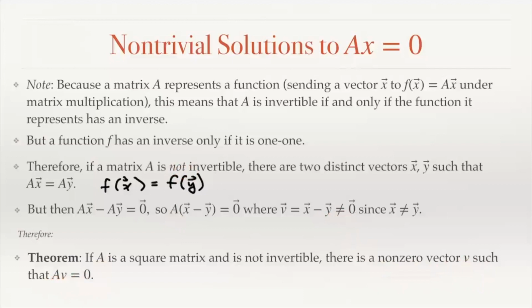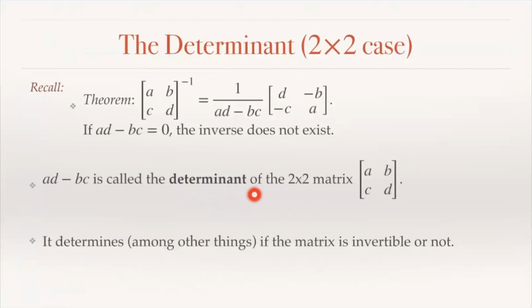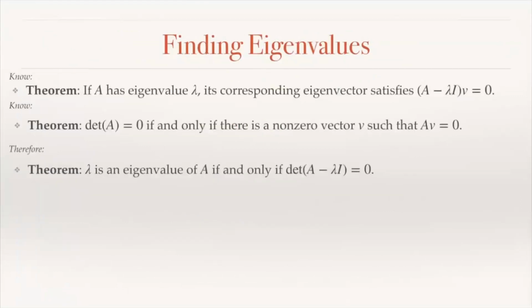So that means that if A is not invertible, then there is a non-zero vector v such that Av equals 0. And remember that non-invertibility is the same thing as the determinant being equal to 0, because a matrix is invertible if and only if this thing that we're dividing by is not 0. If it is 0, then it is not invertible. And therefore, the determinant of A is equal to 0 if and only if there is a non-zero vector v such that Av equals 0. Because the determinant of A being 0 means it is not invertible. And if it is not invertible, then it's not 1-1, which implies that there is a non-zero vector v such that Av is 0.